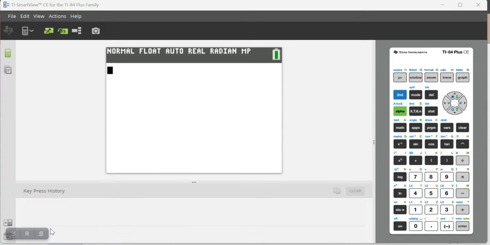In this tutorial, I'm going to show you how to find the inverse of a matrix using your graphing calculator. So in order to know whether or not a function has an inverse, we can first calculate its determinant.